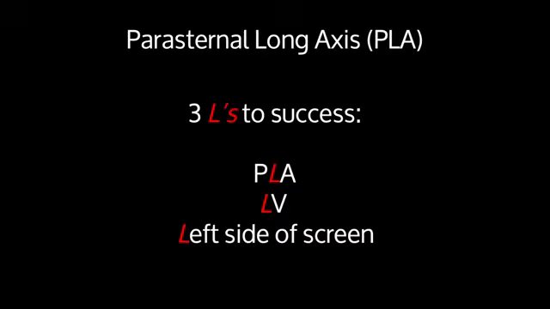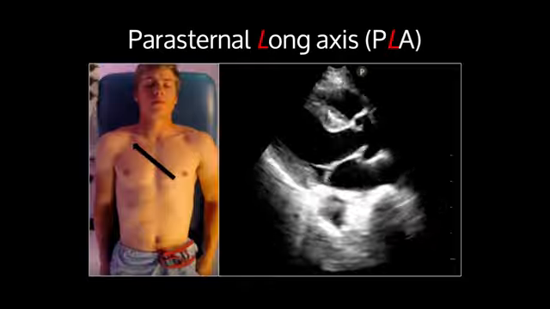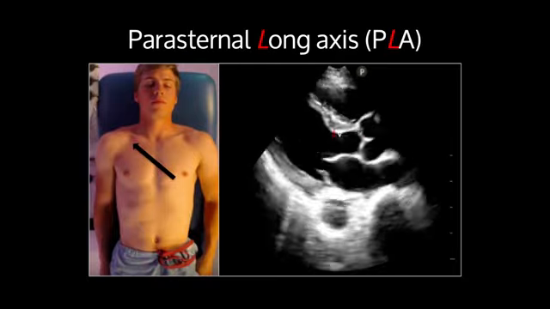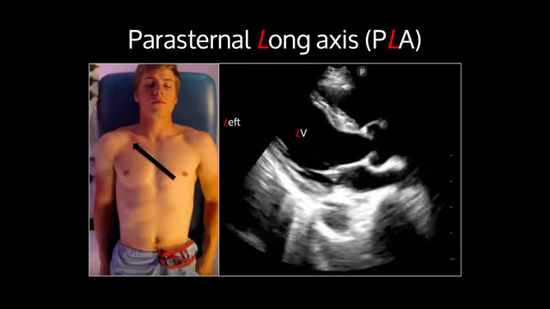So, I told you I would give you an easy way to remember the parasternal long axis view. You can remember it by the 3 L's to success. The parasternal long axis should have the left ventricle on the left side of the screen. So for a visual, here's what we're looking at. For the parasternal long axis view, make sure the left ventricle is on the left of the screen.